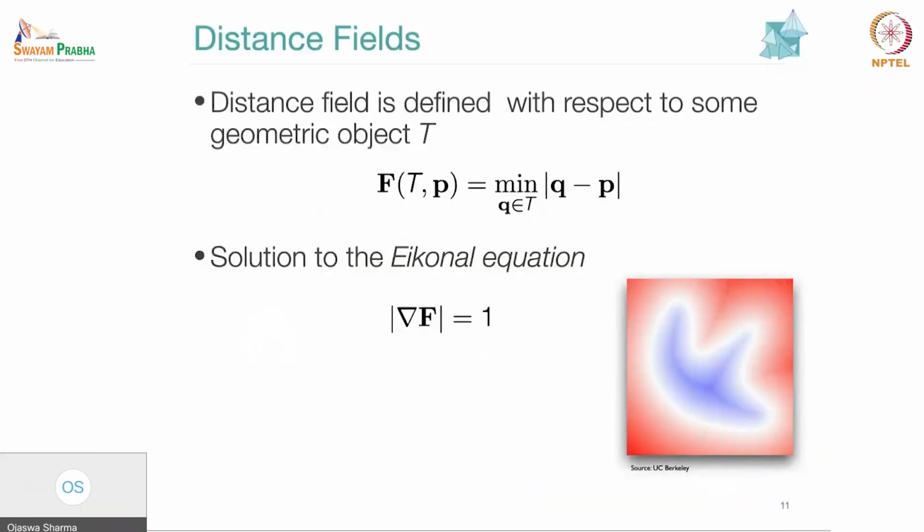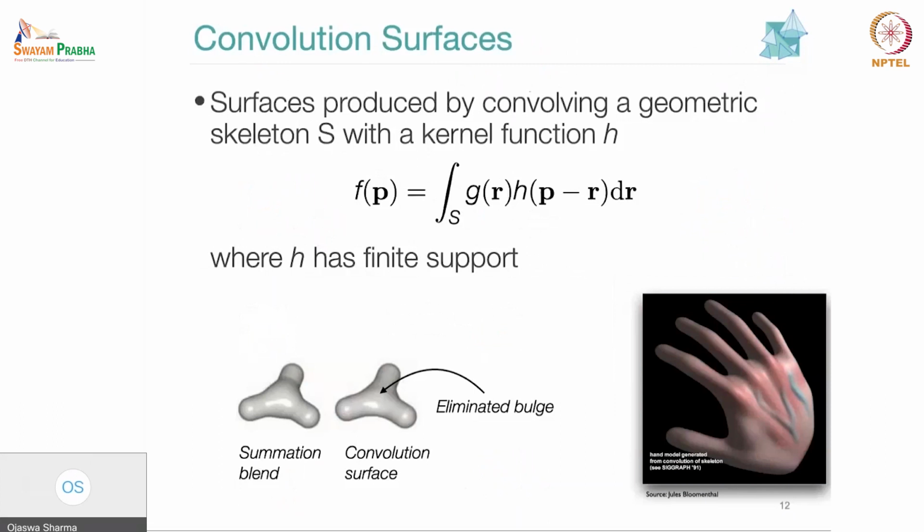Right. So that's that. We have seen this one. Okay. So now we have seen summation blending. One of the drawbacks with summation blending is that there is this bulge that happens.